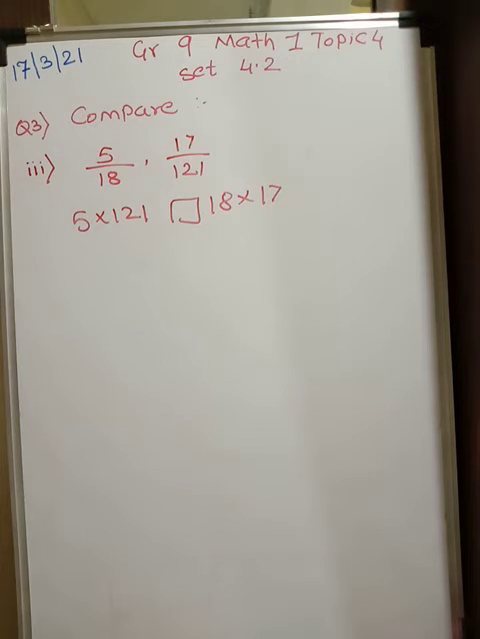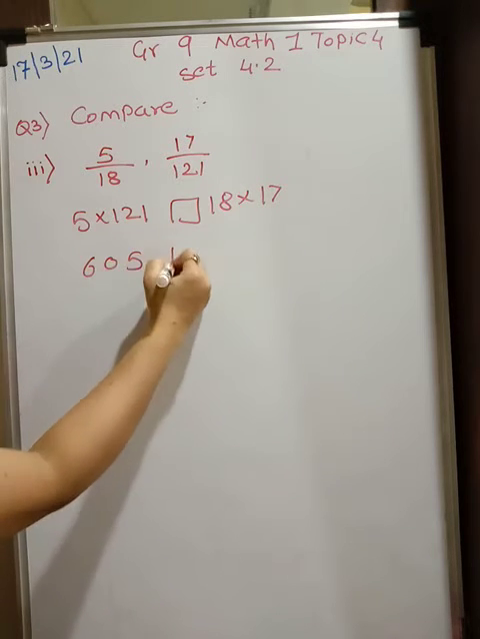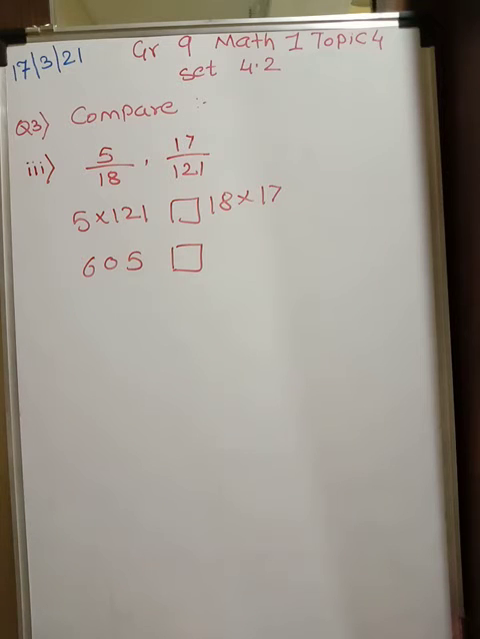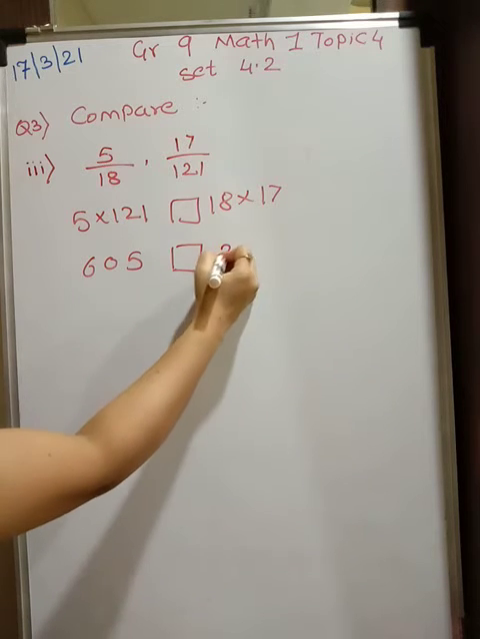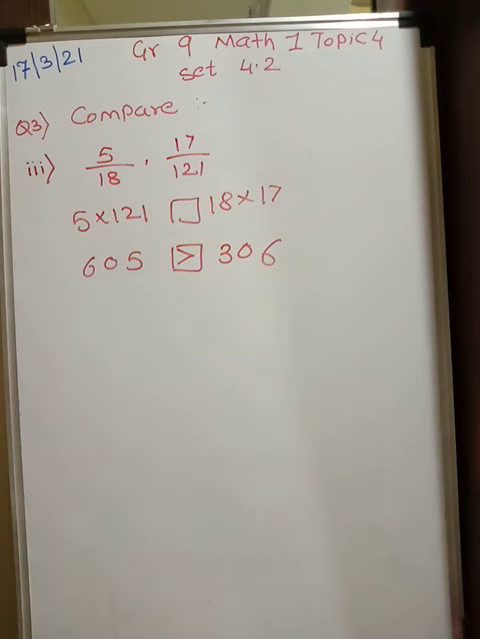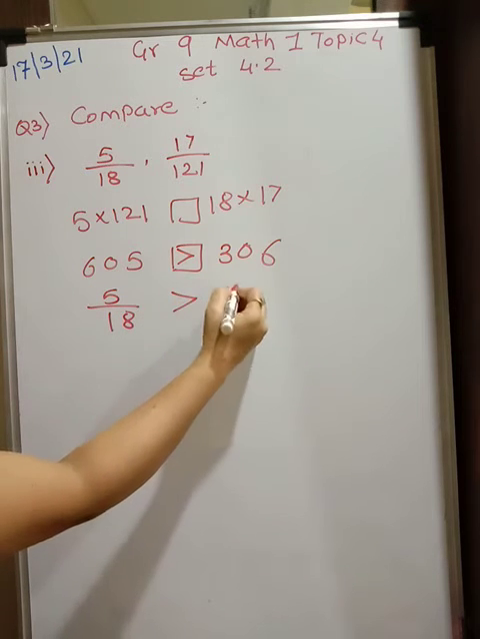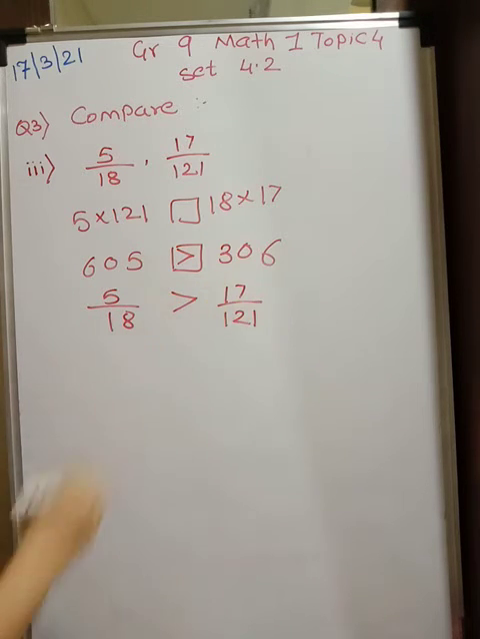Now if you take the product of 5 into 121, it is nothing but 605. And compare it with 18 into 17, if you calculate, it is coming 306. So obviously this is greater. 605 is greater than 306. And therefore we can write 5 upon 18 is greater than 17 upon 121. Is this clear?